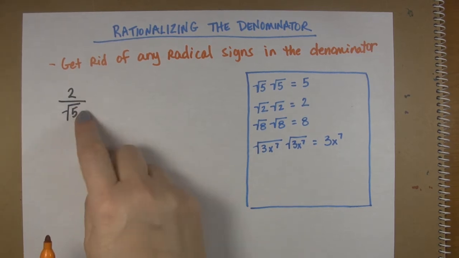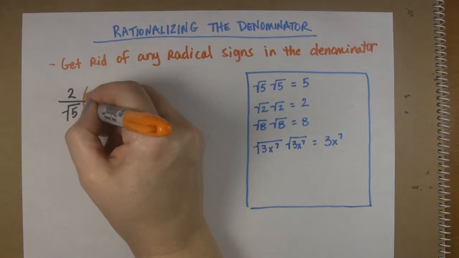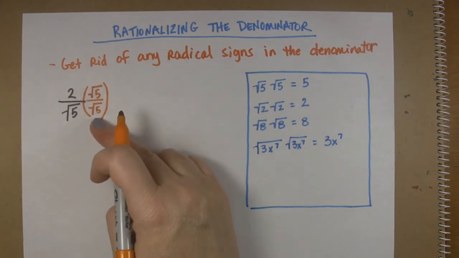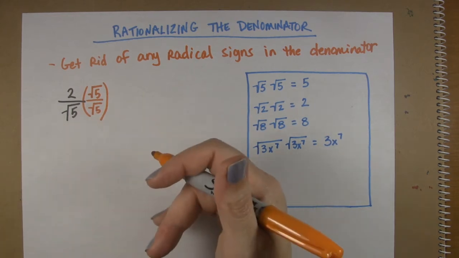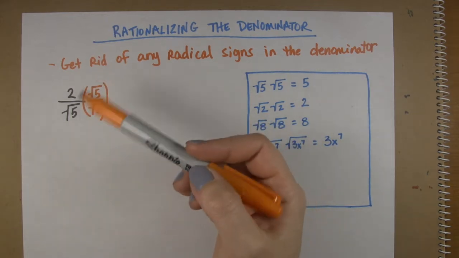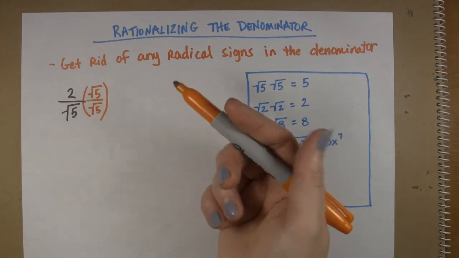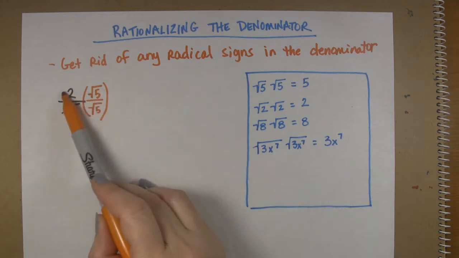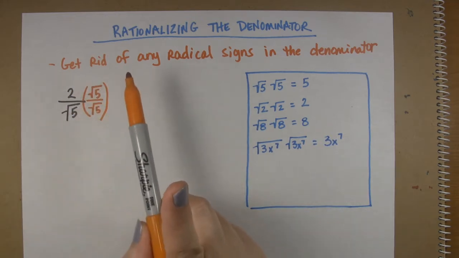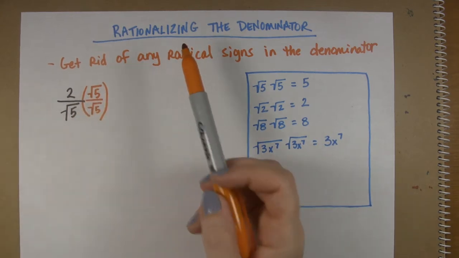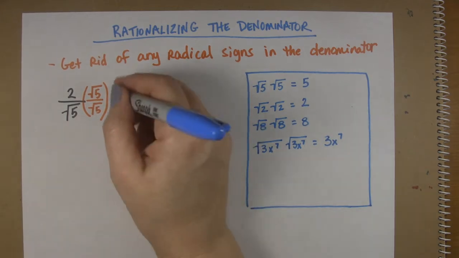I'm going to multiply this fraction by this particular version of the number 1. Remember, 1 is what you get whenever you have any number divided by itself. 3 divided by 3 is 1. 407 divided by 407 is 1. 2x squared divided by 2x squared is 1. In this case, root 5 over root 5 is 1. So I'm multiplying this fraction by the number 1, which won't change the value of the fraction, but it will help me change the way it looks.